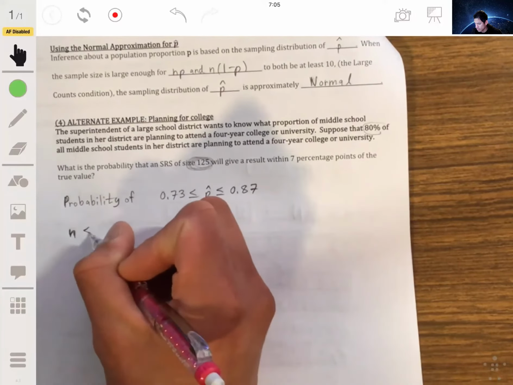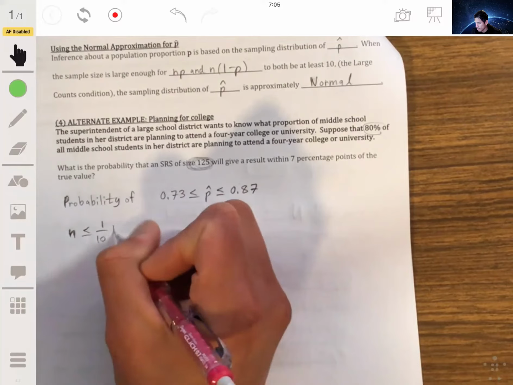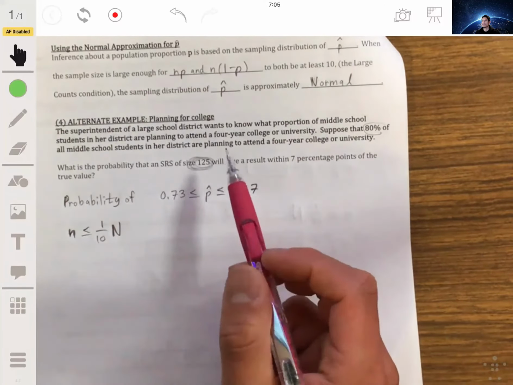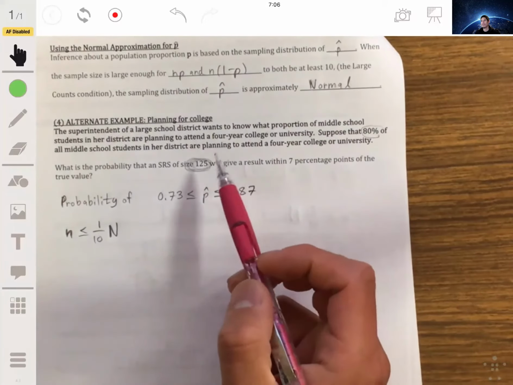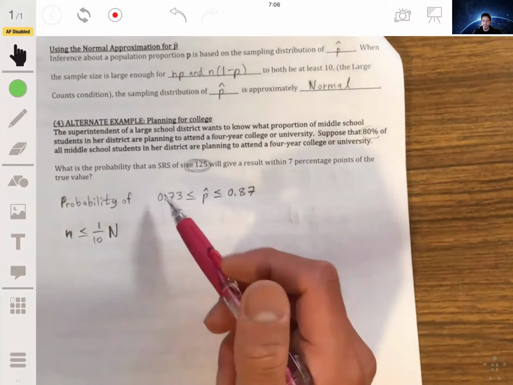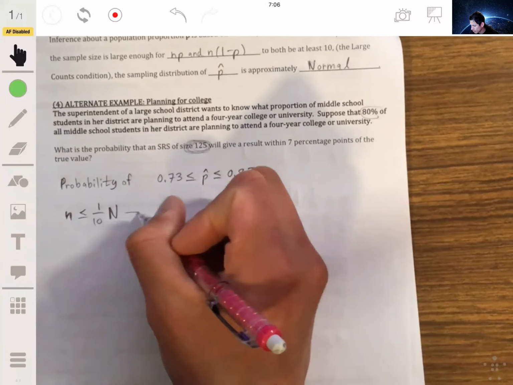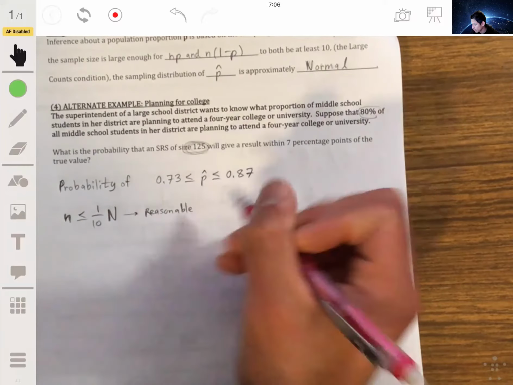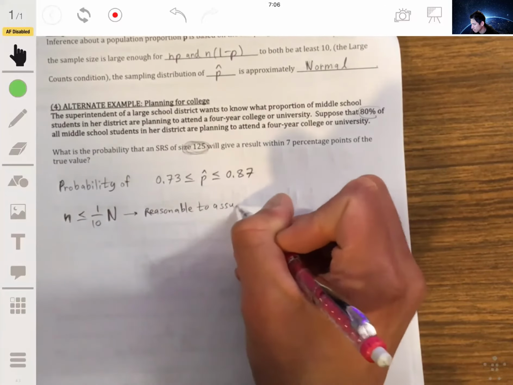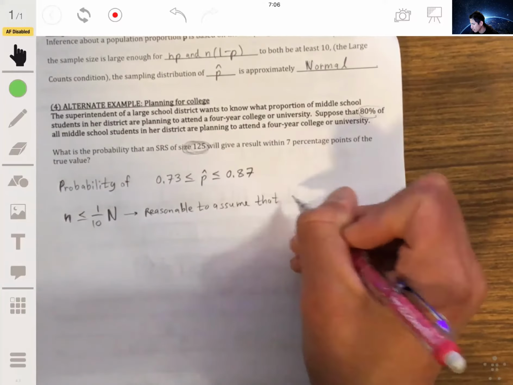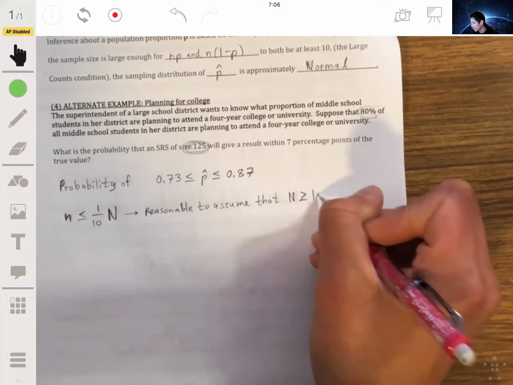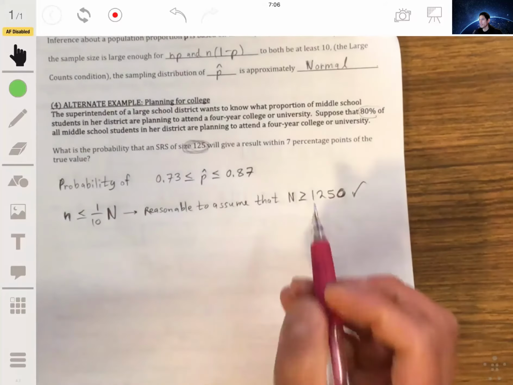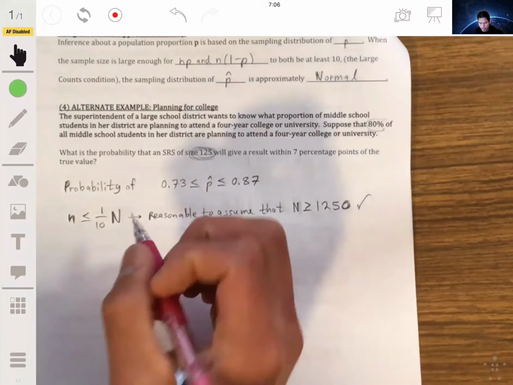That n is less than or equal to 1/10 of N. So we could pretty much say, yeah, it's reasonable that this university has 1,250 students. That's not that big. So it's reasonable to assume that N is at least 1,250. So that's good. So now let's go ahead and run our calculation for the standard deviation.